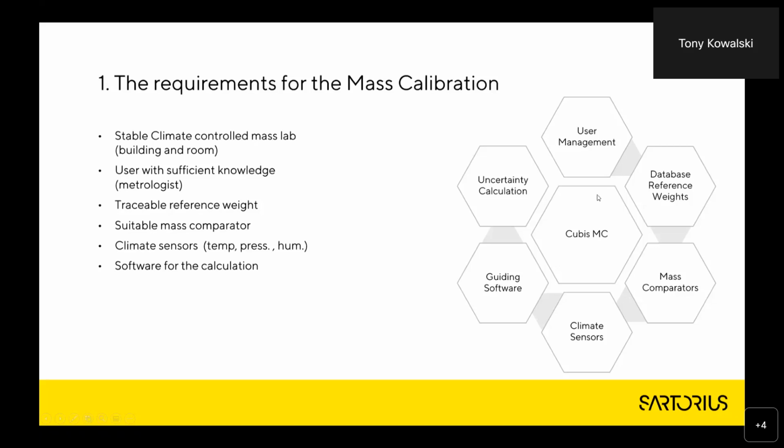So at the heart, you can have a mass comparator. It may be that the comparator with its own integrated software can handle the uncertainty calculation because it's measuring the temperature from the climate sensors. You can have your own database stored within, perhaps, if the comparator is capable, and you can have user management to determine who is using the comparator by logon. So these are what you really need in your lab.